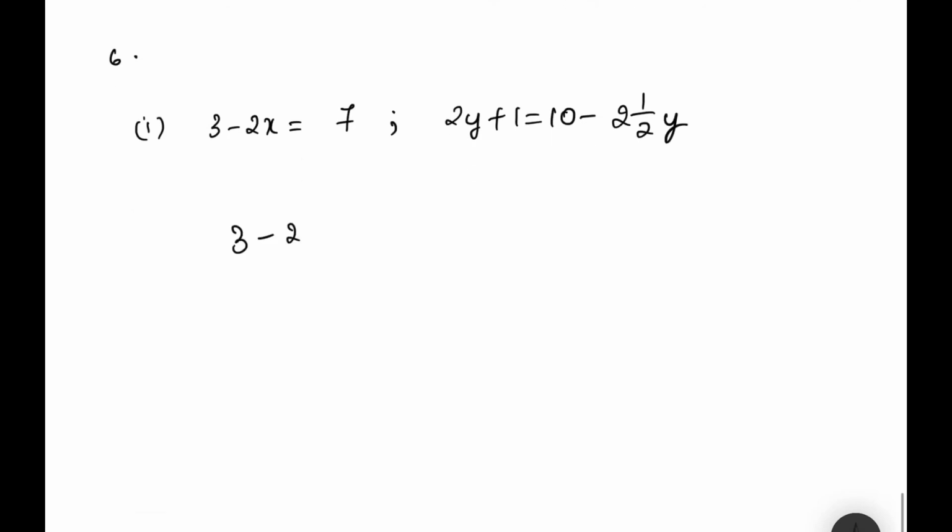3 minus 2x is equal to 7. 3 minus 7 is equal to 2x, I get. Minus 4 is equal to 2x. x is equal to minus 4 by 2, that is minus 2.